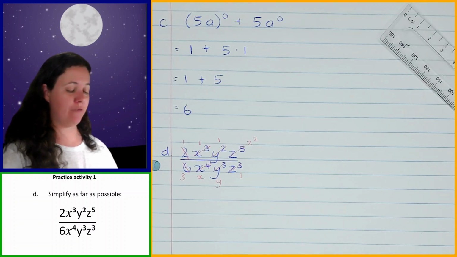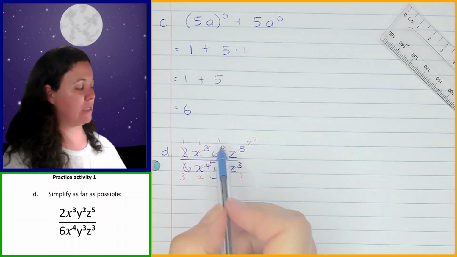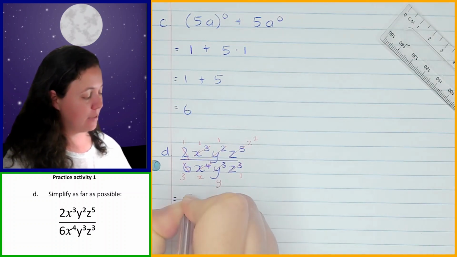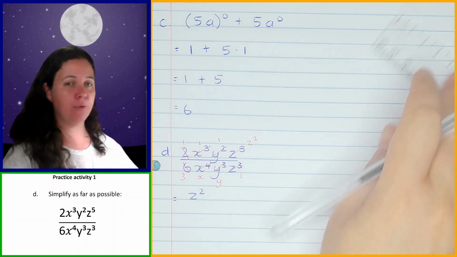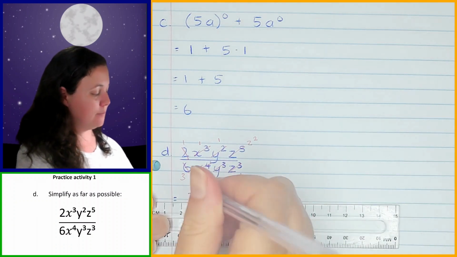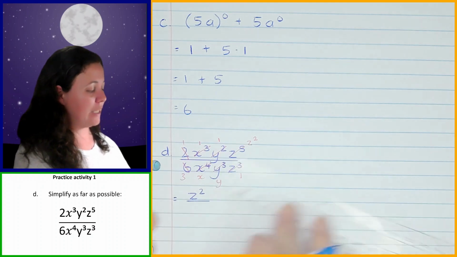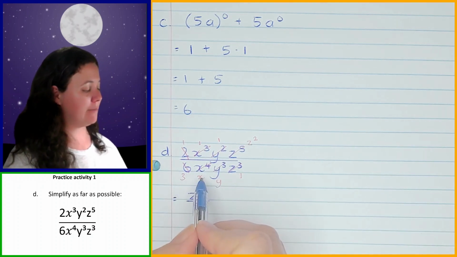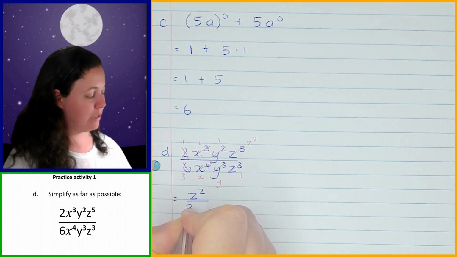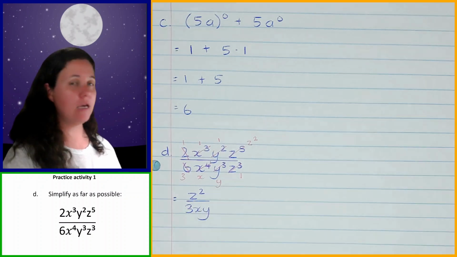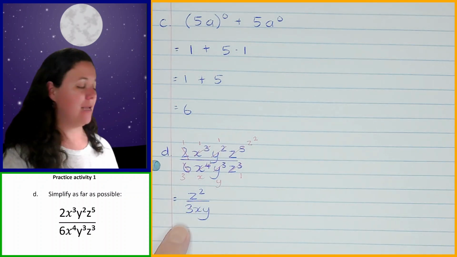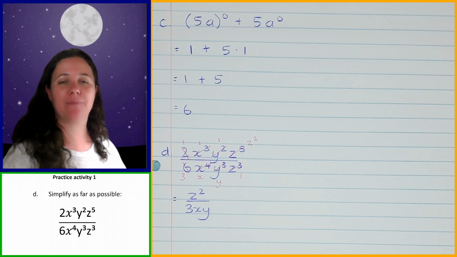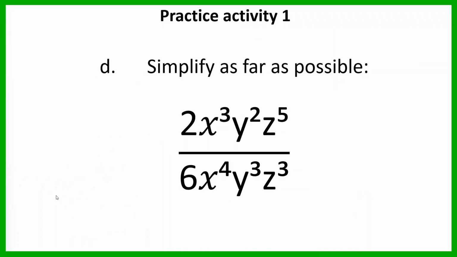So at the top of my fraction, I've got 1 times 1 times 1 times z squared. So that's z squared at the top, over... At the bottom of my fraction, I've got 3 times x times y times 1. So that's 3xy. So that's what we should have got for question D. Z squared over 3xy.